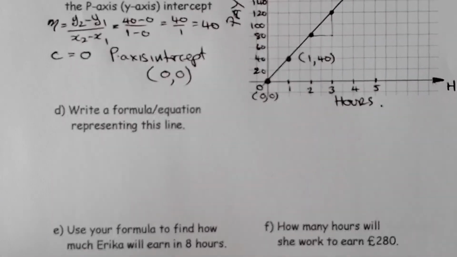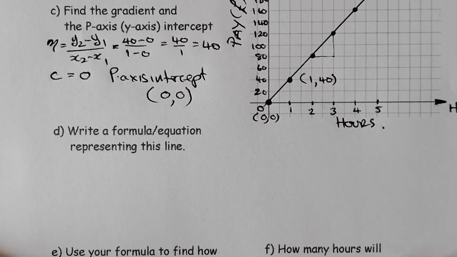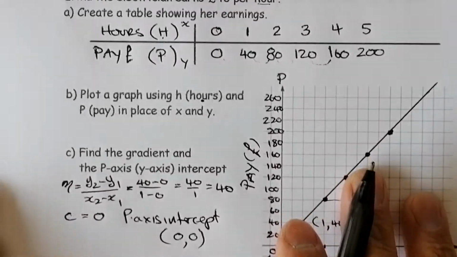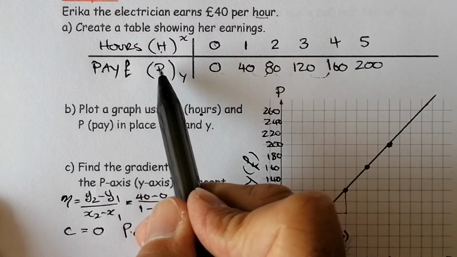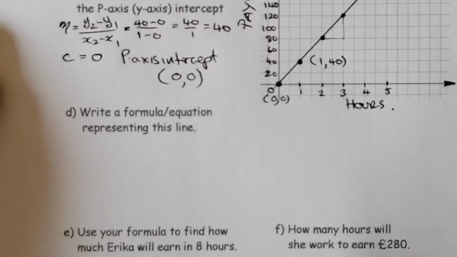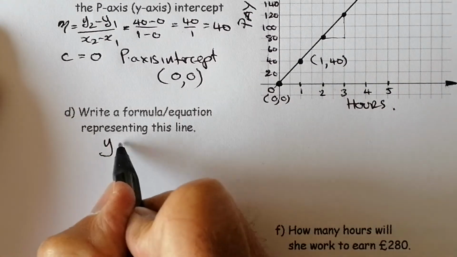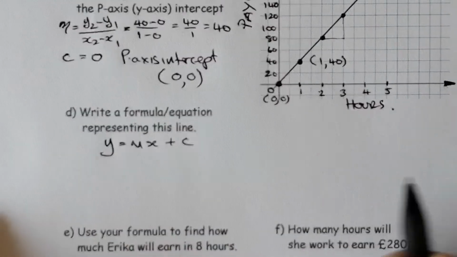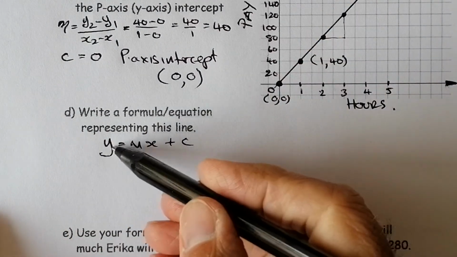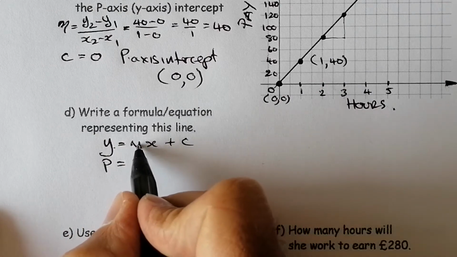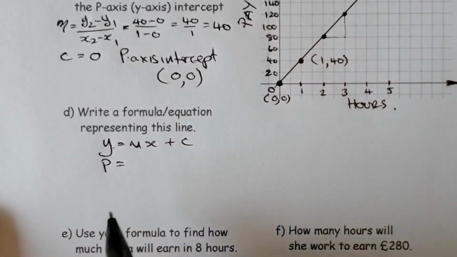I'm then going to write the equation based on the information that I've got above, okay? So remember what we've got. Instead of y, I'm going to use p. Instead of x, I'm going to use h. So first of all I'm just going to write down the normal equation that we would always start with anyway. y equals mx plus c. So remember what I was saying, for y we're going to replace that with p. I'm going to use my gradient m as 40 because I worked it out.